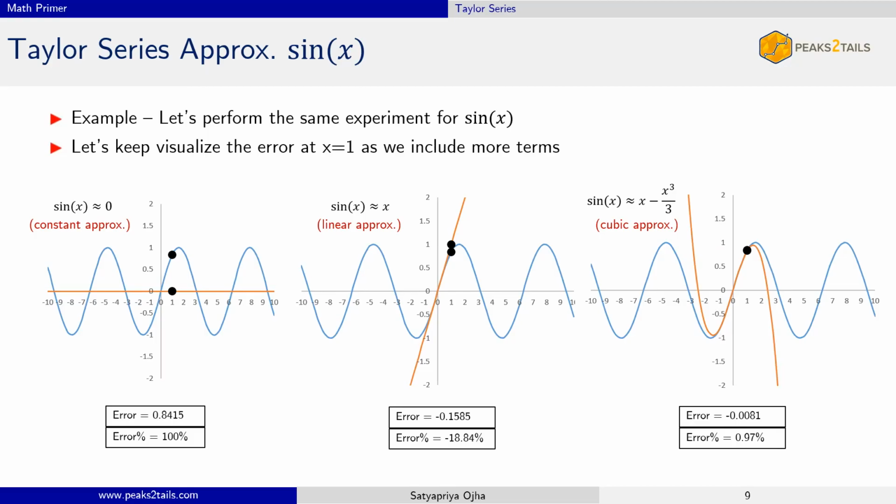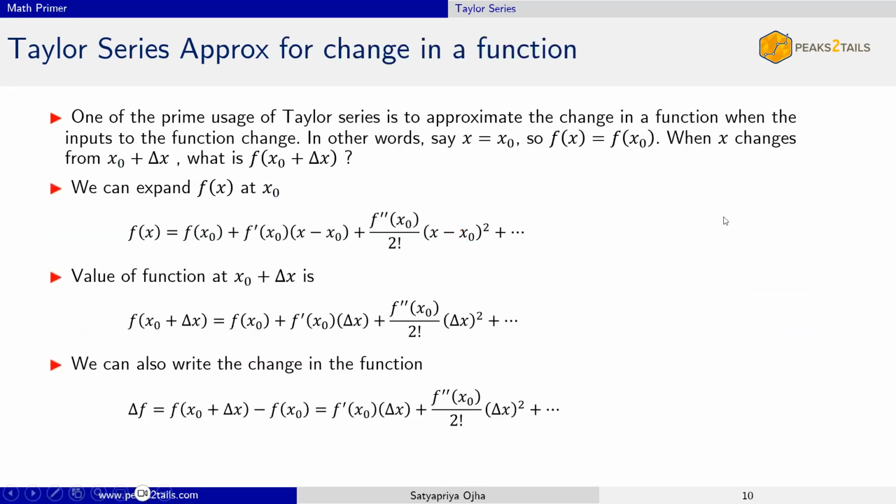The same infrastructure can be modified a little bit to approximate the change in a function, which is, I think, more important from our practical needs perspective. So that is what we'll do next. Okay. So yeah, the timing couldn't have been better. You can use Taylor series expansion to approximate the change in a function. You just have to tweak the derivation a little bit.